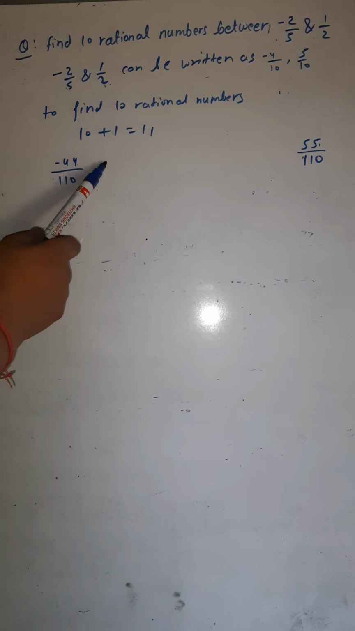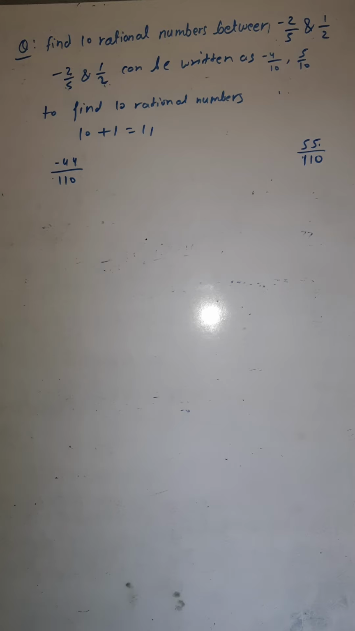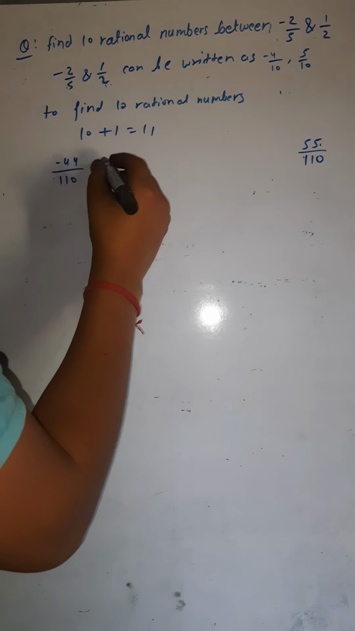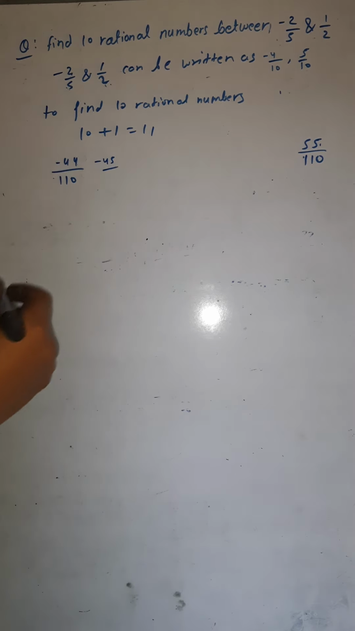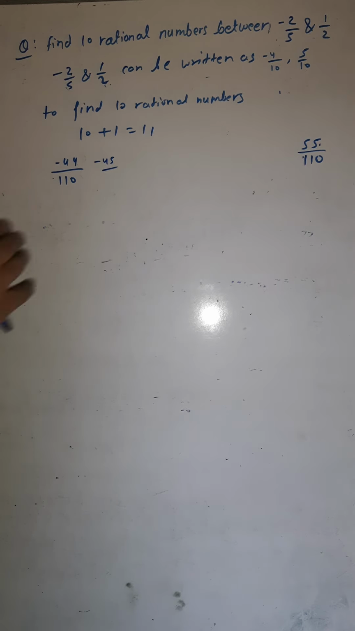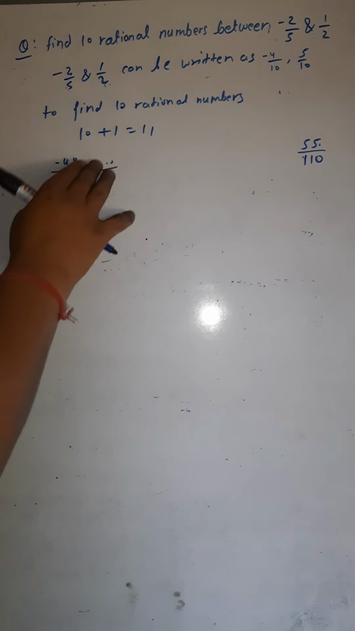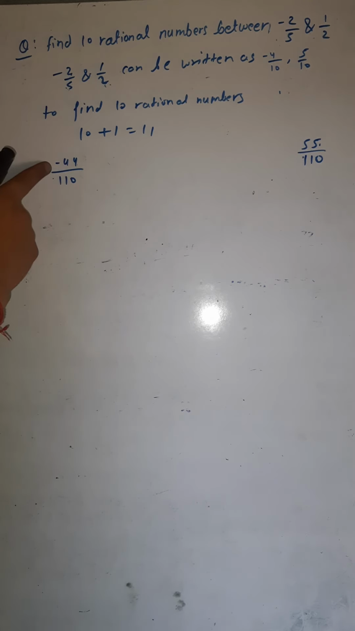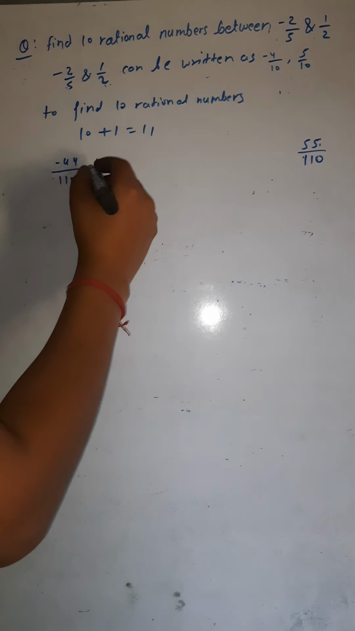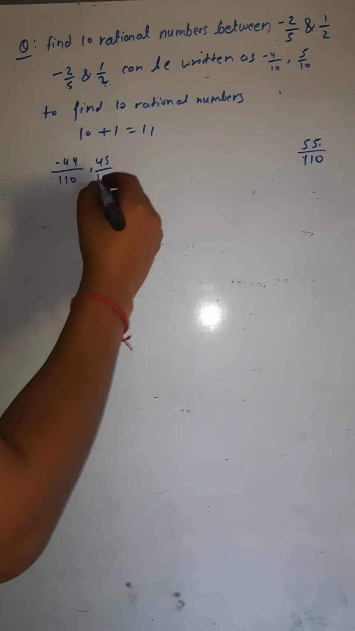If you are writing here 45, it would not be the answer. Why? Because if you are writing here minus 45, this would not be the answer, because you have to write the number greater than this. This would be lesser than this. So you have to write here plus 1 now. Okay, minus 1 I would not be writing here. So it would be plus, first one will be plus 45 by 110.